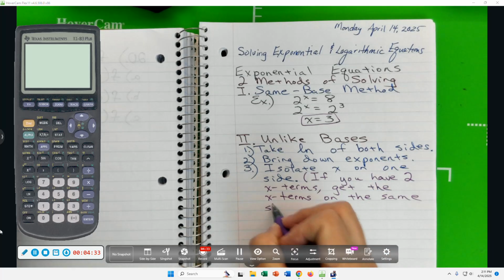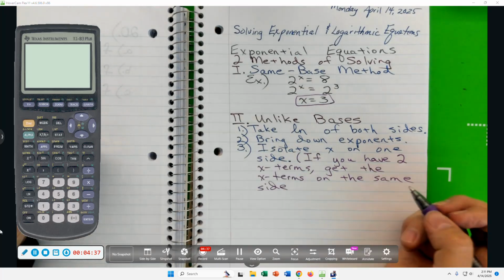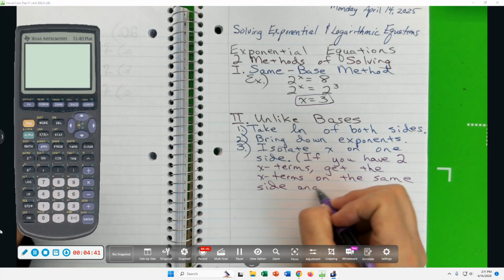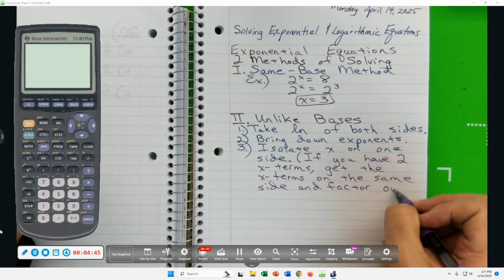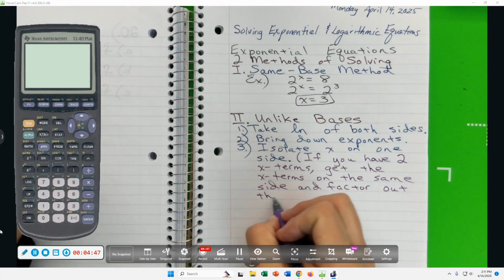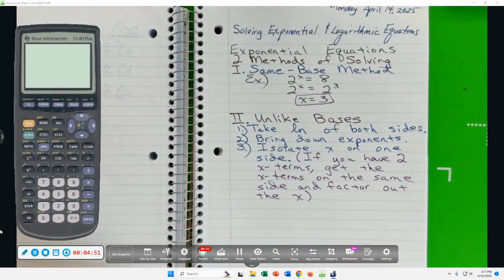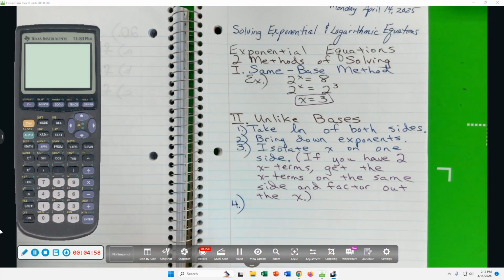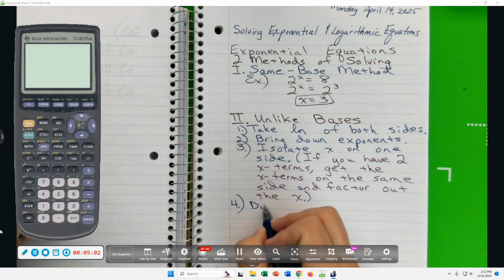I could have already done the first problem rather than writing out these steps. Get the x terms on the same side and factor out the x. That's that parenthetical statement that I added on to step 3. And step 4, to get x by itself, at this point, you'll have to divide.